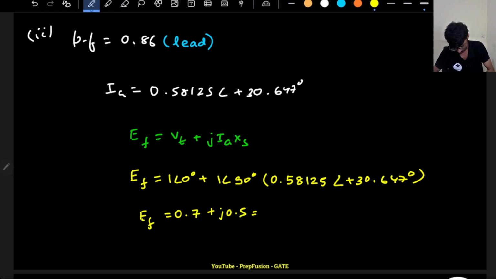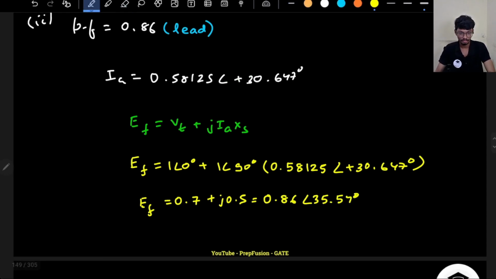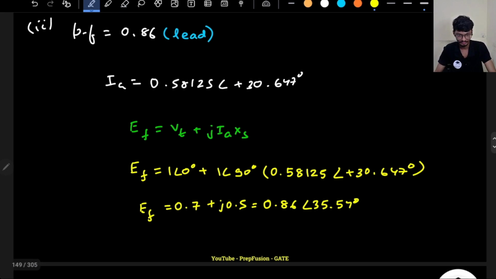So this whole square plus 0.7 whole square, whole under root, so 0.86. Angle: 0.5 divided by 0.7, tan inverse. So this will be 35.54. So the new power angle delta will be 35.54, and your excitation will be 0.86. Okay, this will be the new delta angle.